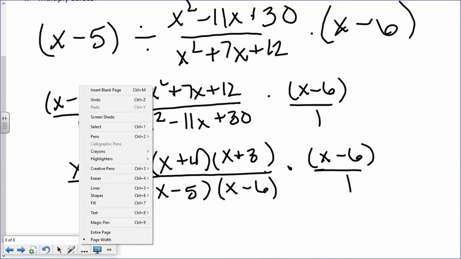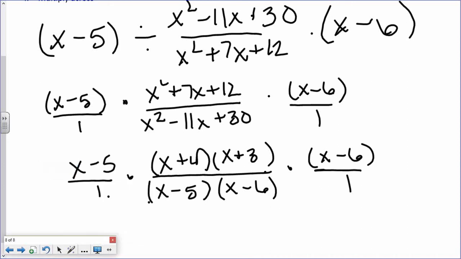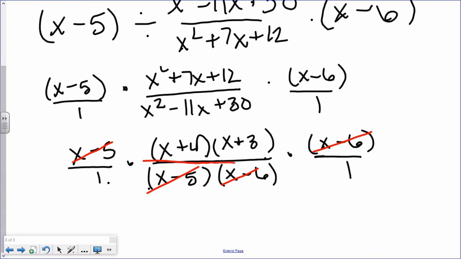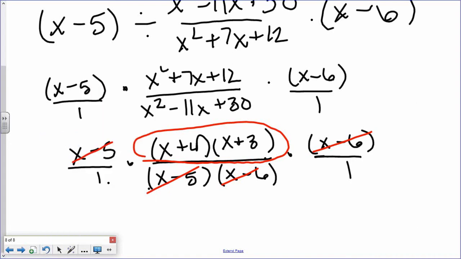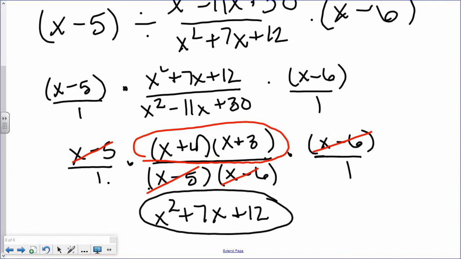And now I'm going to cancel either up and down or diagonally. So I have x minus 5 and x minus 5, x minus 6 and x minus 6. Oh, and my numerator, my middle term here, doesn't go away at all. That's really all I'm left with. So I can multiply that back. Since I just factored it, though, I know it should multiply back to x squared plus 7x plus 12. And that's multiplying and dividing rational expressions.